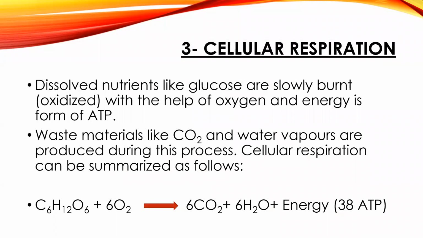Number 3, cellular respiration. Dissolved nutrients like glucose are slowly burned, that is oxidized, with the help of oxygen and energy in form of ATP is released. ATP stands for adenosine triphosphate. Waste materials like carbon dioxide and water vapors are produced during this process. Cellular respiration can be summarized as follows. Glucose plus 6 oxygen equals to 6 carbon dioxide plus 6 water plus energy, 38 ATP.